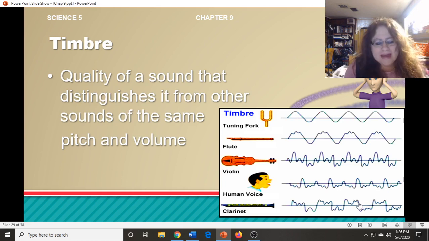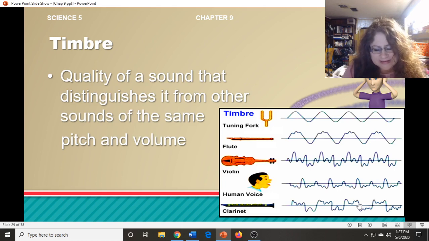So you're looking at where it says quality on page 227, first column, and you're going to highlight the first sentence. It says, timbre is the quality of a sound that distinguishes it from other sounds of the same pitch and volume. Before a band concert, the instruments tune to the same pitch. However, the trumpets sound different from the clarinets, and the clarinets sound different from the flutes. They all play the same pitch, but the timbre of each instrument is unique.